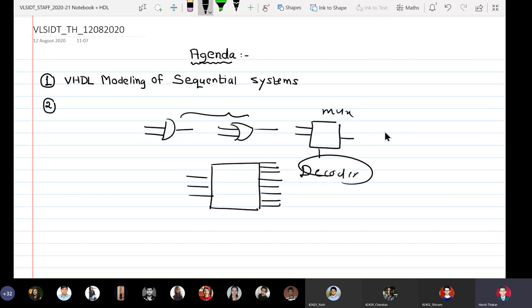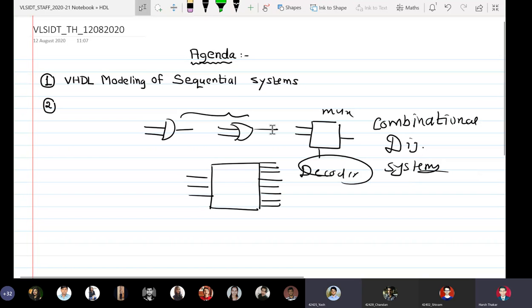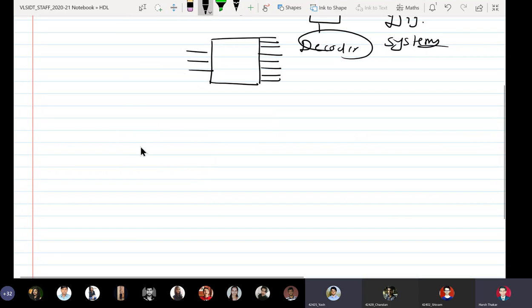So all of you know that logic gates, multiplexers, and decoders are examples of combinational digital systems. Okay. So can somebody tell what is the difference between a combinational system and a sequential system? Sequential systems contain memory elements. Sequential systems work on a clock. So combinational plus memory equals sequential. That is our answer. It's a more specific answer.